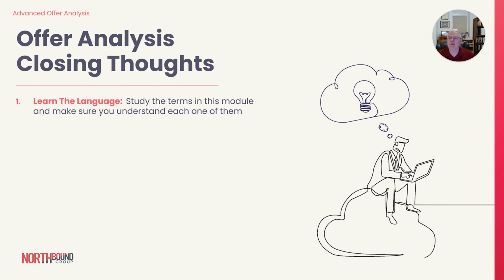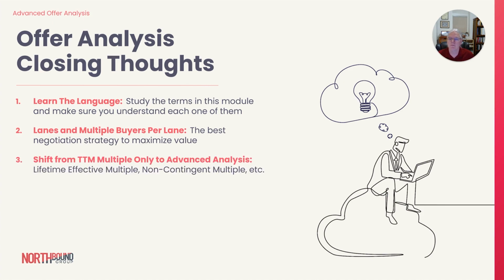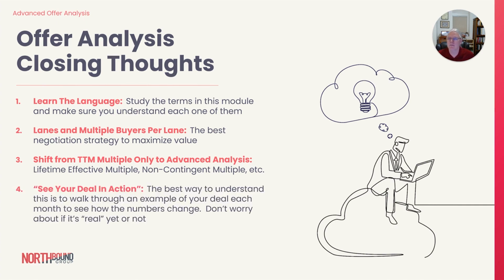Okay, let's offer some closing thoughts. First of all, you need to study the terms in this video to really understand each of the different ways and understand the language of offers. Then you need to think about the different lanes and multiple buyers per lane in order to understand how to maximize your value. You want to shift from just the headline multiple of TTM to an advanced analysis that looks at what I call multiple multiples: your guaranteed multiple or non-contingent multiple, and your lifetime effective multiple, which is the lifetime of all your payments in the deal.